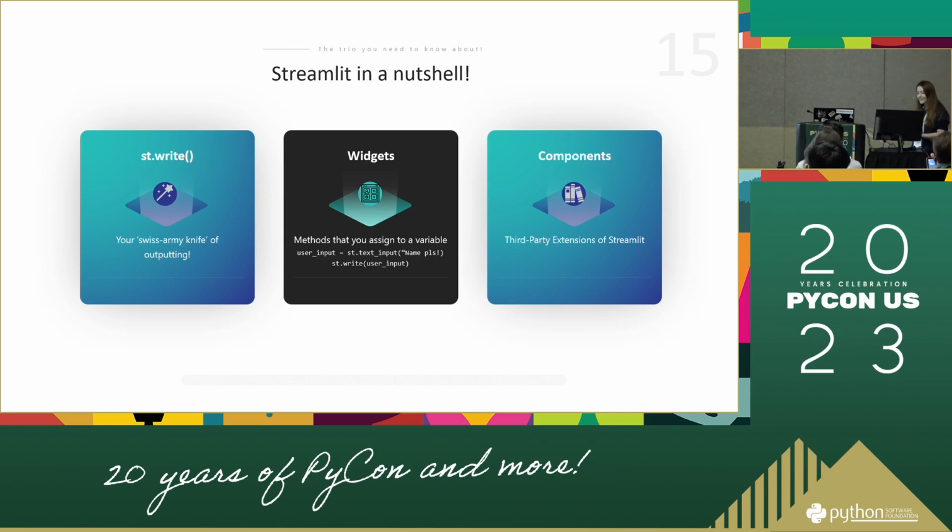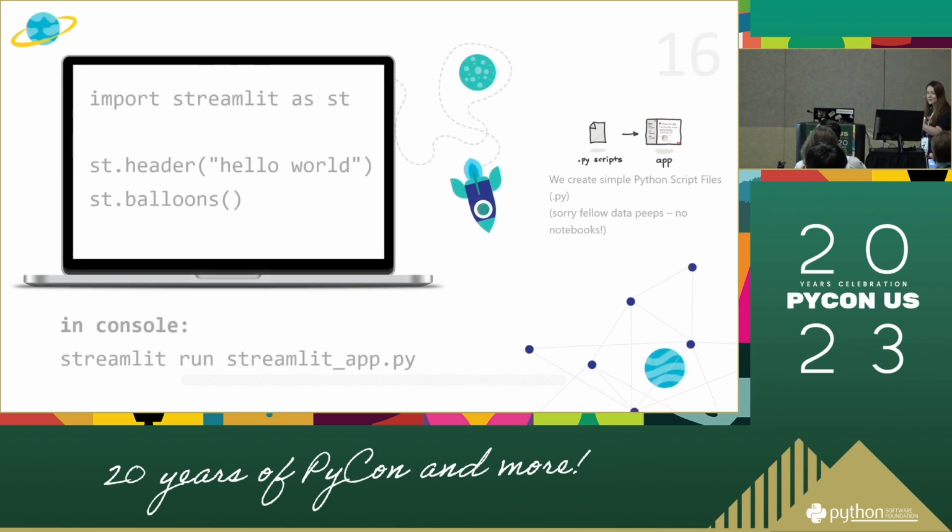The next thing is our widgets. These are methods that we're going to assign to variables to get what we want. And then the third thing is the component library. These are third-party extensions of Streamlit. We're not really covering these today because there's so many, but they really extend what Streamlit can do, so they're well worth taking a look at. Nice. Okie dokie. So, first little test for all of you.